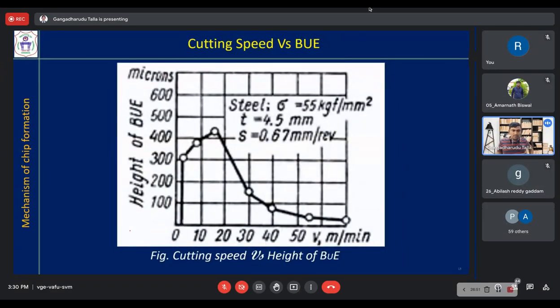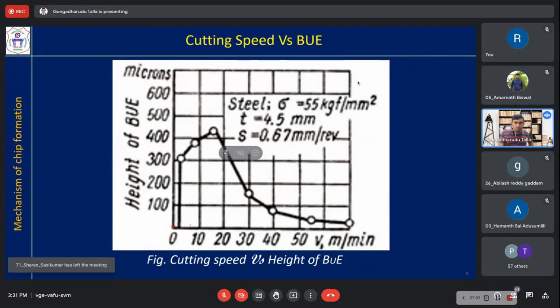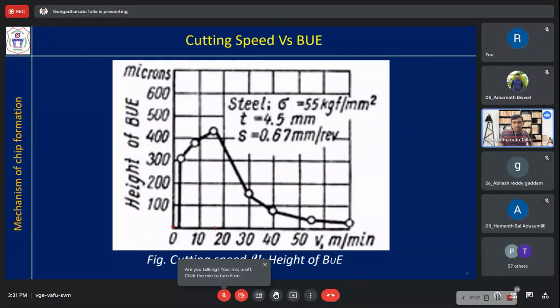Now you can see here the relation between cutting speed and height of built-up edge. At very, very low speeds or zero speed, of course, no machining is taking place. In the very low range, up to around 15 meters per minute, built-up edge is gradually increasing at low speeds. So built-up edge height is increasing. That is the meaning. Up to this point, we consider this low speed for this particular material, that is steel. These are the properties. So this is one experimental result.